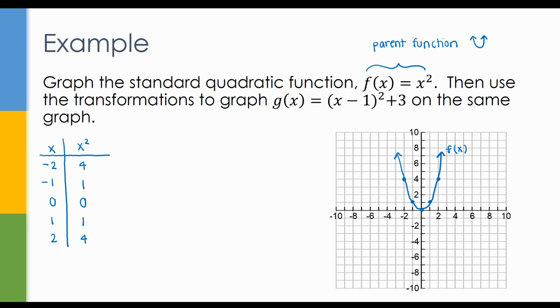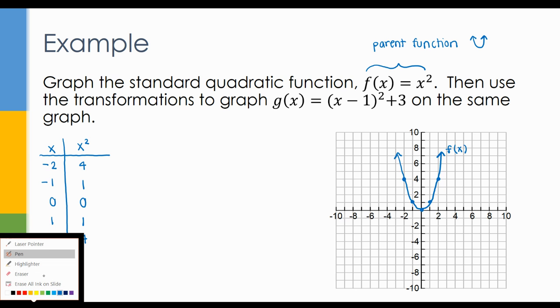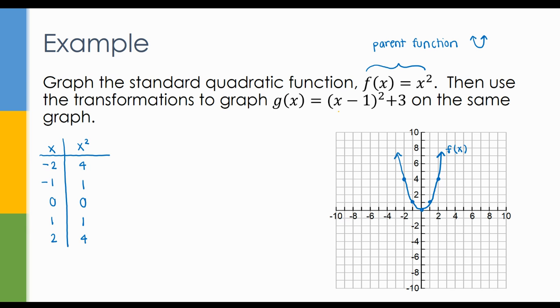the shifts. Okay, so I'm going to do it in a different color. Notice how I have a -1 in parentheses, so that tells me it's a horizontal shift. Because I'm subtracting 1, I know I want to do the opposite, so that means I'm going to move 1 to the right. And then because I've got this +3 outside, I'm going to then move 3 up.